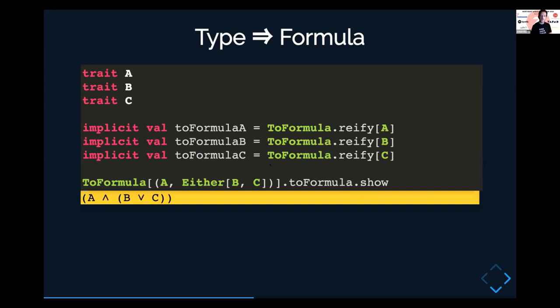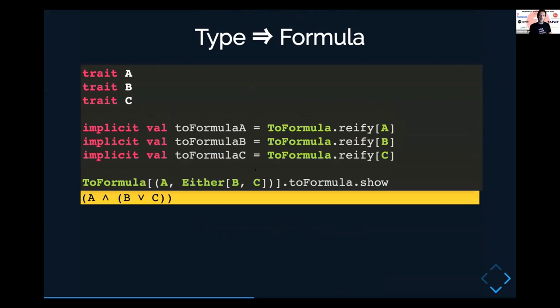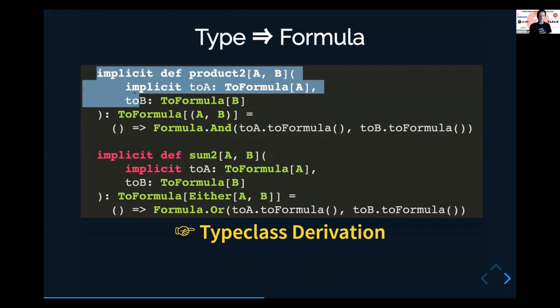So that's cool. Now we can lift types into a data structure that we can start manipulating in the world of logic. As part of this, you'll notice that I only implemented A, B, and C, but then I got the ability to create formulas for ORs, with an Either, and ANDs, with a product. The way that works under the hood is something like this. We can have what's called type class derivation, so we can get these other things for free.